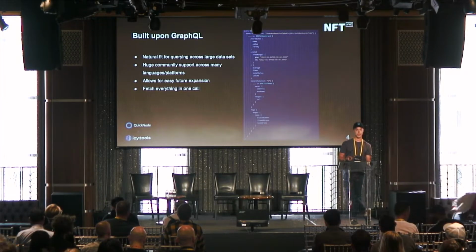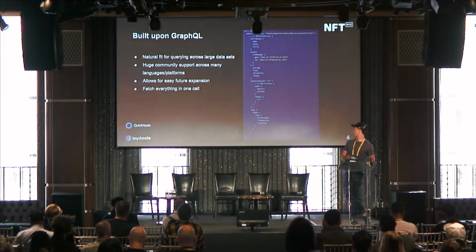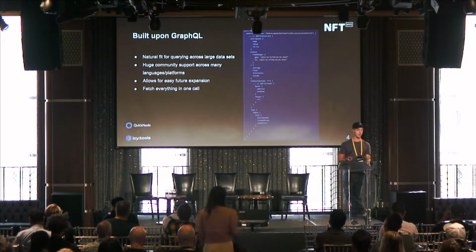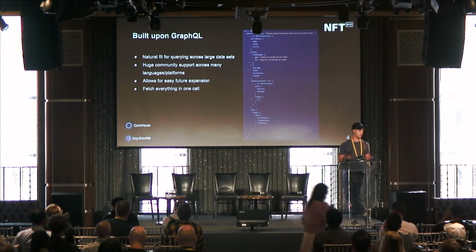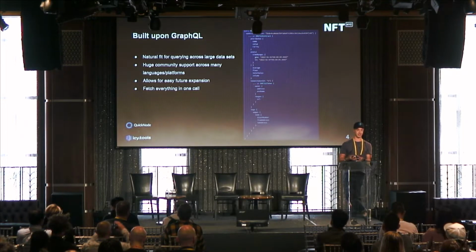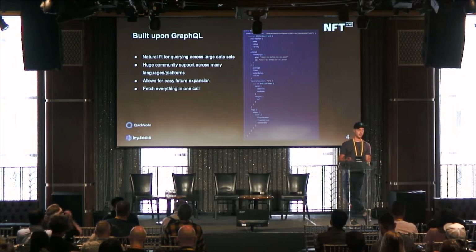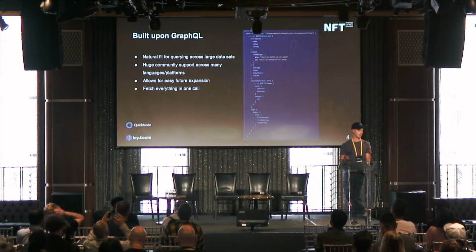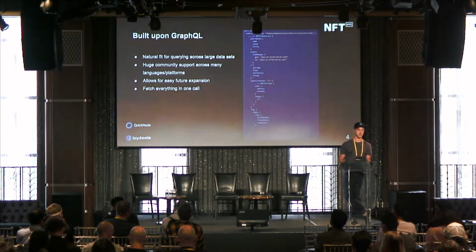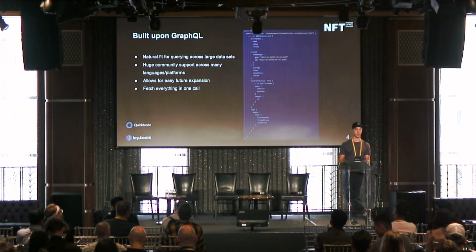We built everything on GraphQL. I guess the example is probably a little bit small to see. GraphQL is really cool. It's a great fit for a lot of things in Web3, especially the NFT space. It allows us to query large sets of data in one thing. There's huge community support behind GraphQL. It allows for easy feature expansion if you want to add other chains, if you want to add other token standards, you can do that. And yeah, you can fetch everything in one call.